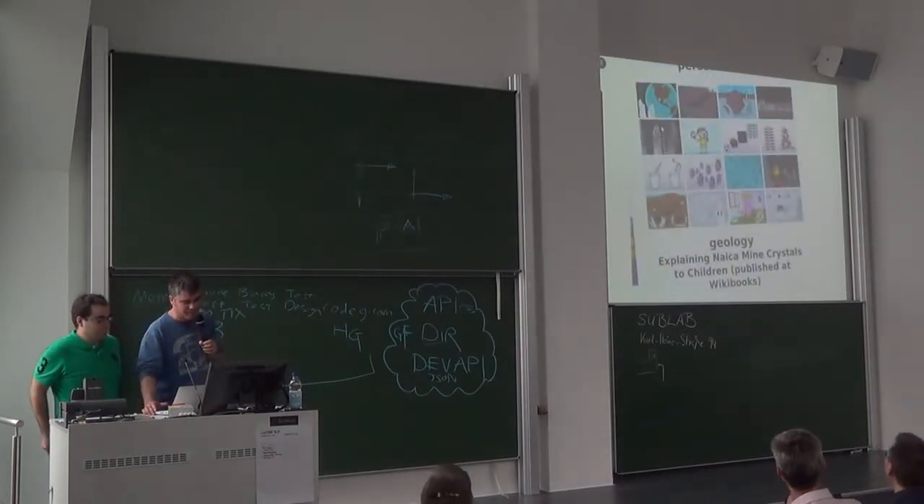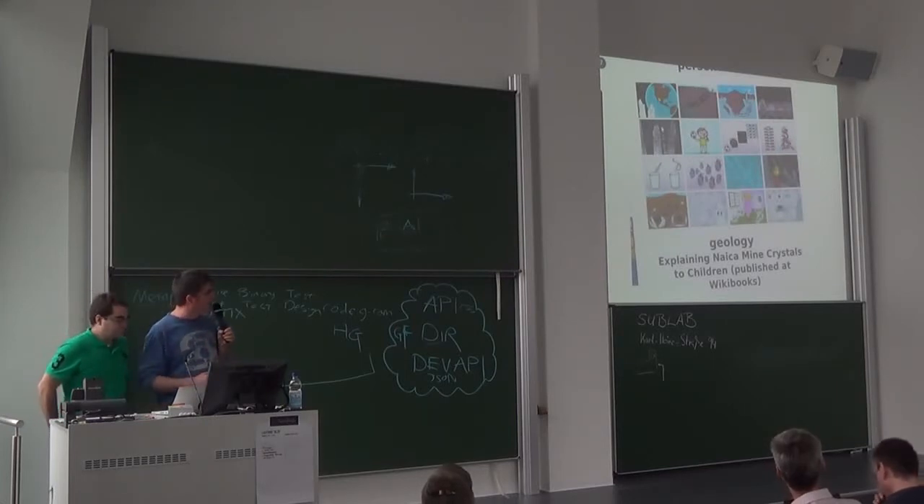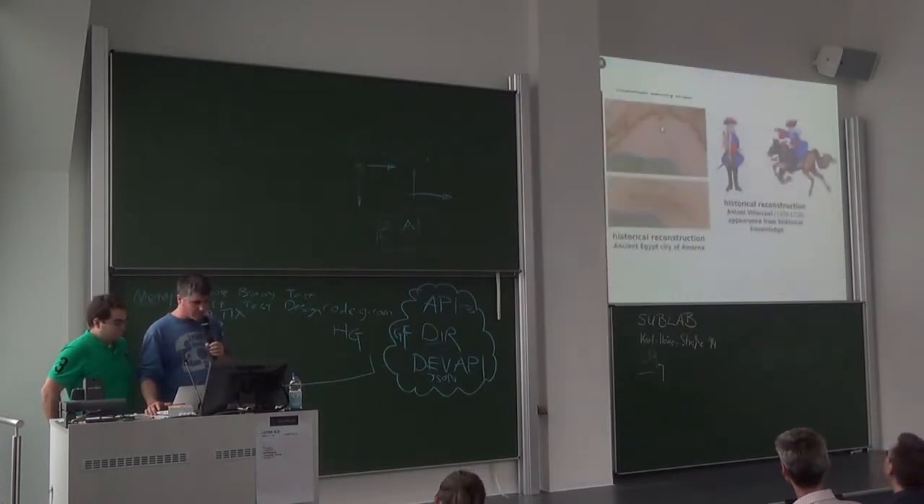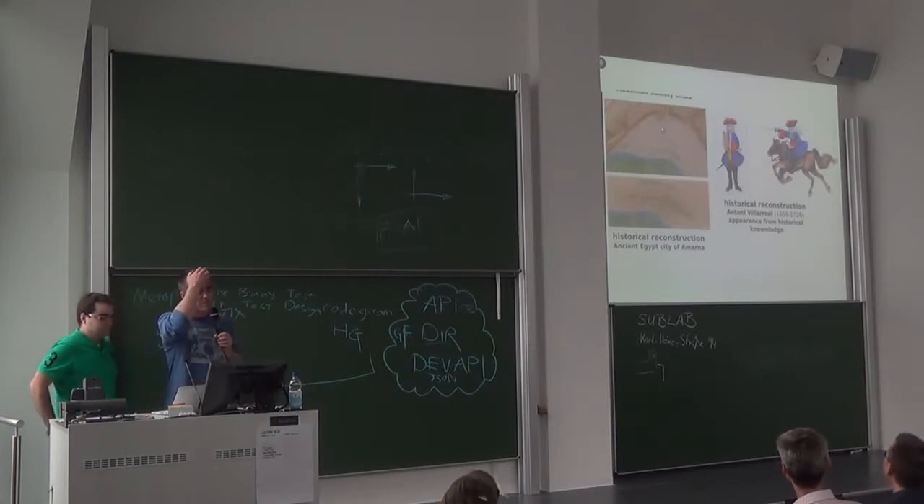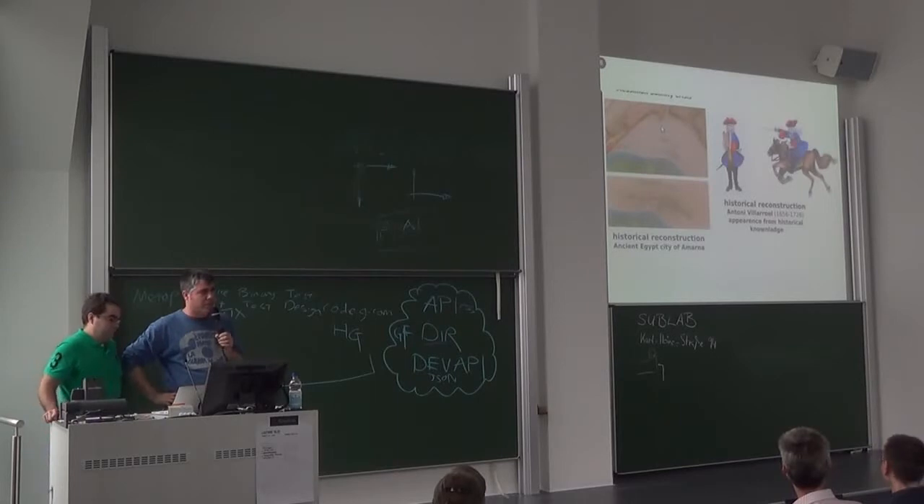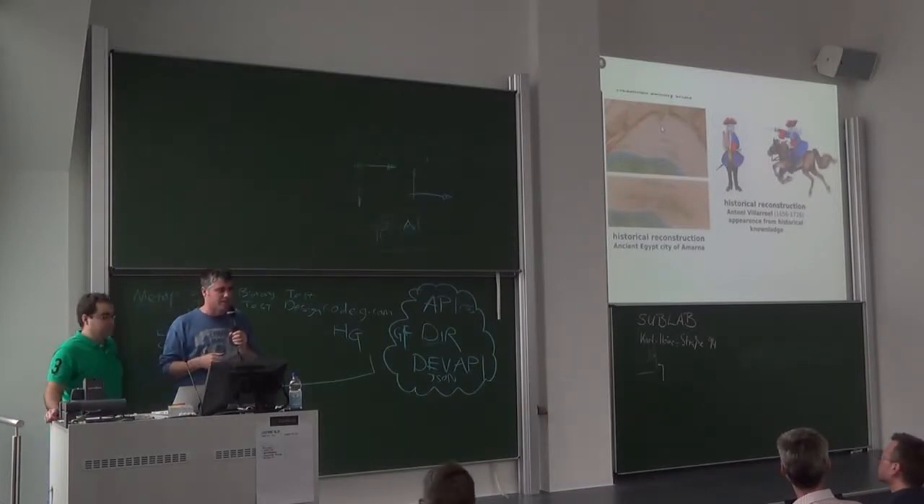Or like this, which is two tales about the Naica mine, explained to children, published in a sister wiki of Wikipedia called Wikibooks. Or like this illustration about historical reconstruction. In this case, we can see the reconstruction of the ancient Egyptian city of Amarna from the current knowledge about it, or the appearance of the 18th century personality Antoni Villarroel.